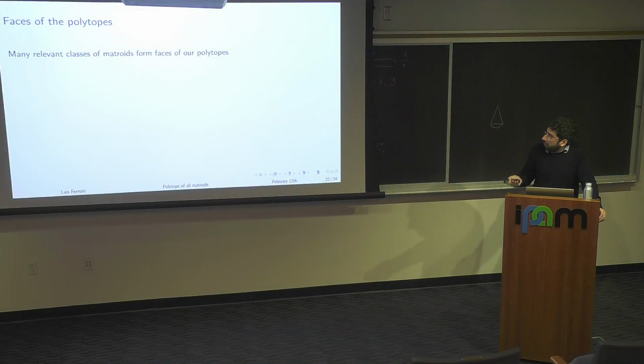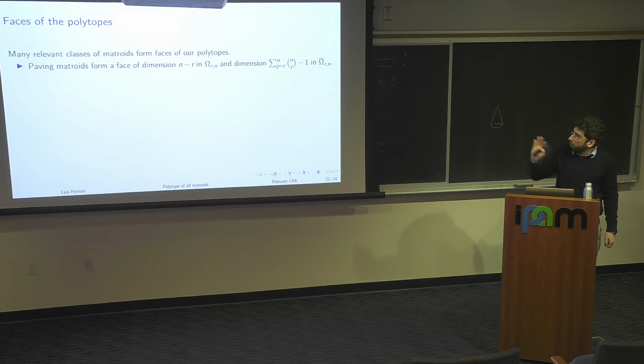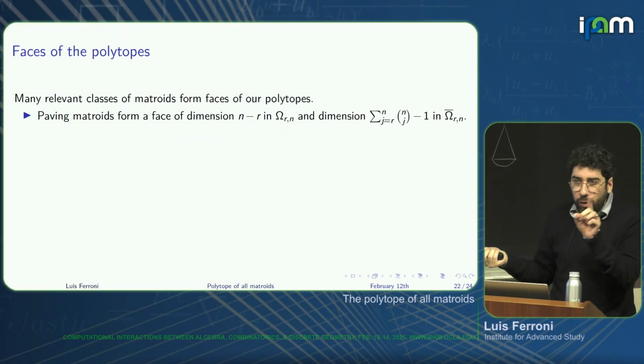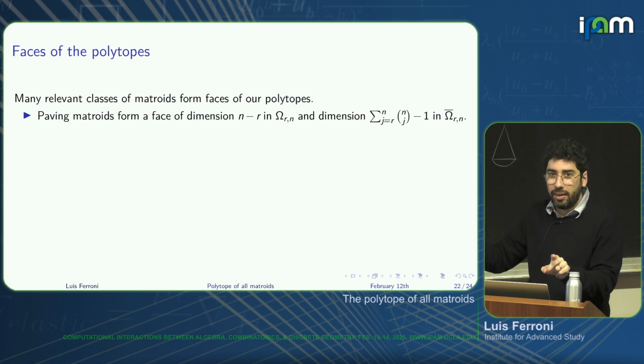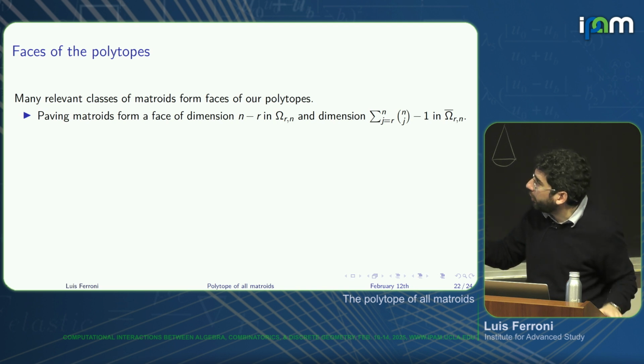Okay, so I want to tell you a few things about the faces. So I told you about the vertices, but the vertices are just the zero-dimensional faces. So you may ask about other faces. Well, one reason why these polytopes are not that crazy is because faces of the polytope are essentially classes of matroids. So, for example, paving matroids are a face of the polytope. They will form a face of dimension n minus r. So all these computations of dimension are non-trivial. Whenever I say a number, it's not obvious that it's that number. You have to do something which takes some work.